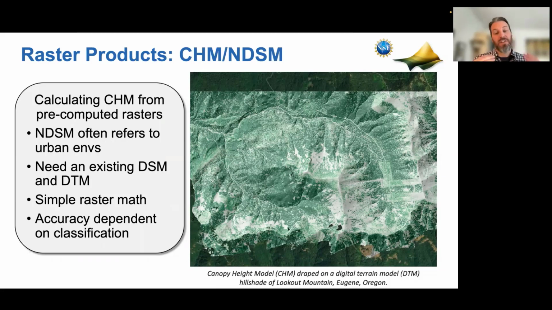And I just wanted to mention, in case it wasn't obvious, in order to create the canopy height model or NDSM, you need both the DTM and the DSM, and it's simply doing a raster math difference of those two. The accuracy of it will depend on the classification. Obviously, if you have more data and you have accurate tree heights or ground locations, you're going to get better results for your canopy height model.